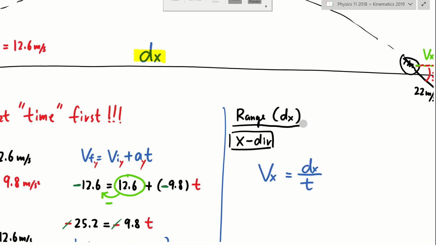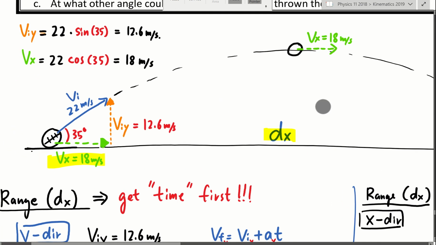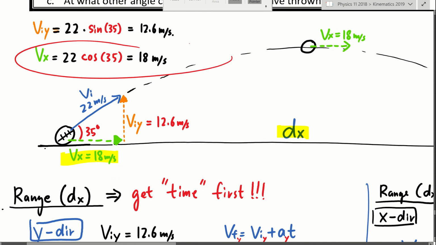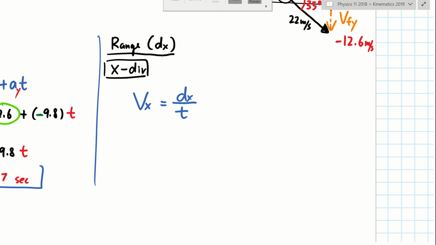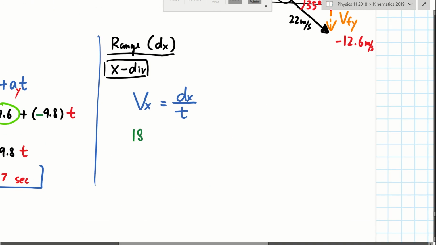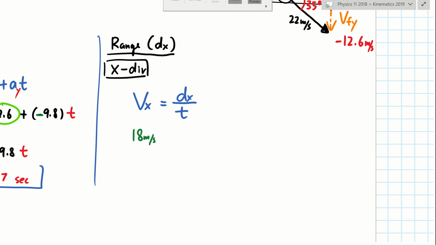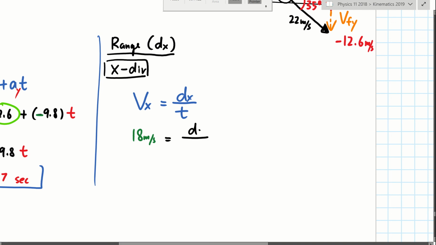What is Vx? If you forgot, I think I remember, it's 18. Yep. Initial, the horizontal speed is 18 from the beginning to the end. So 18, just 18. So initial speed is 18 meter per second. And then displacement, dx, and then time, right? Time. So time is 2.57 seconds.